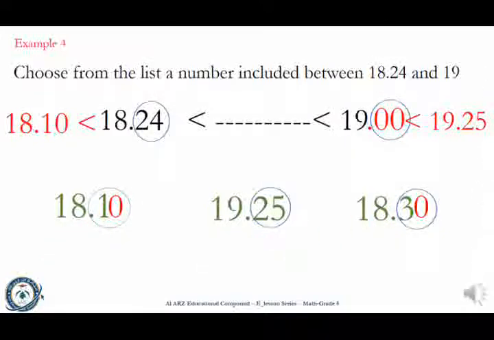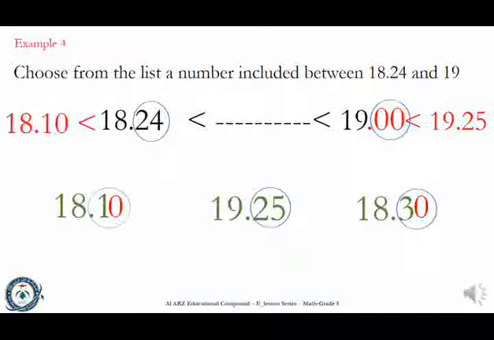Example 4. Choose from the list a number included between 18.24 and 19. These two numbers are not consecutive. We can insert many numbers between them. In the list we have 18.1, 19.25, and 18.3. So we should put 0.00 in 19 to start talking about decimals with 2 digits after the point. Let's start with 18.1. Is 18.1 included between these two numbers?